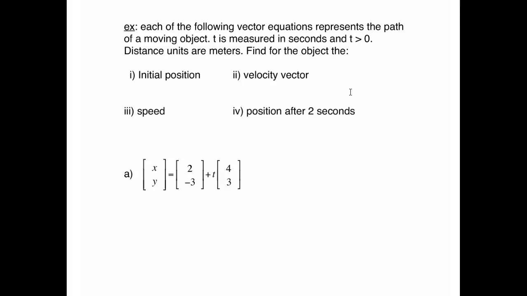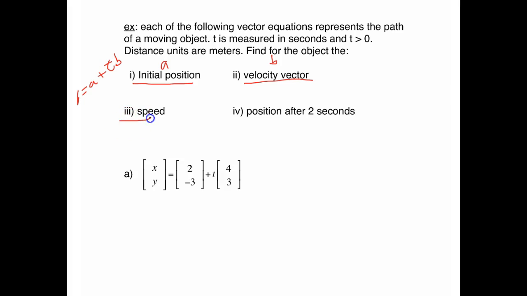So like this one here. Each of the following vector equations represents the path of a moving object. T is measured in seconds, and T is greater than 0. Distance units are in meters. Find for the object the initial position, the velocity vector, speed, and position at 2 seconds. Right, so some of these are really easy. Initial position we know. It's just in that formula, R equals A plus TB. Initial position is just A. Your velocity vector is also very simple, it's just the B.